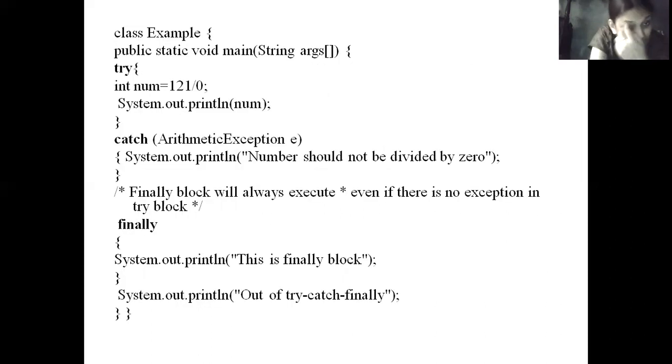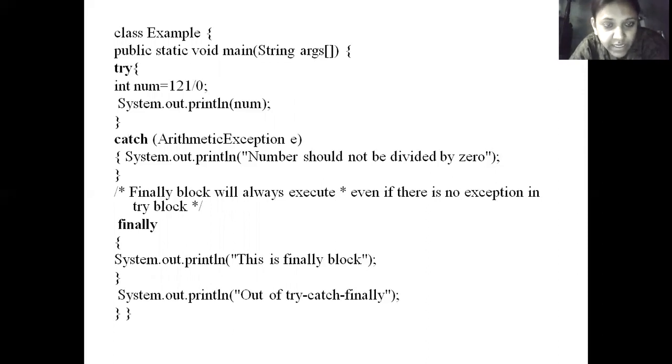Here is an example: public static void main. Inside it we have a try block where int num is trying to contain the value of 121 divided by 0. That is infinity, so obviously the exception occurs. Then we have this catch block for ArithmeticException. Here you need not create your own exception; ArithmeticException is already a predefined exception in Java.